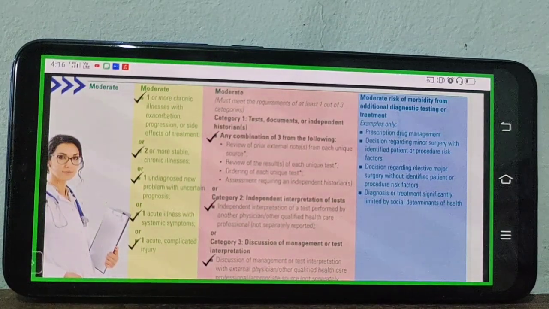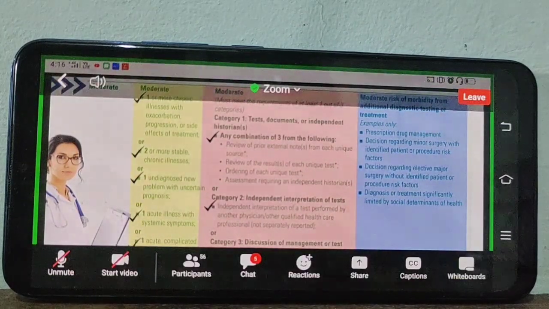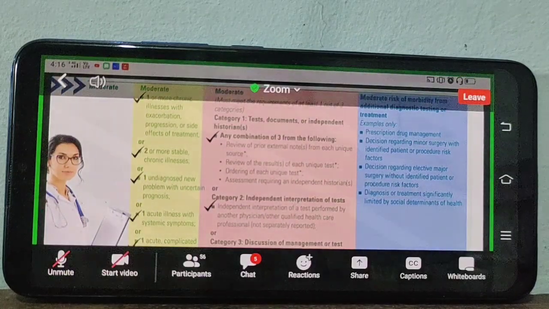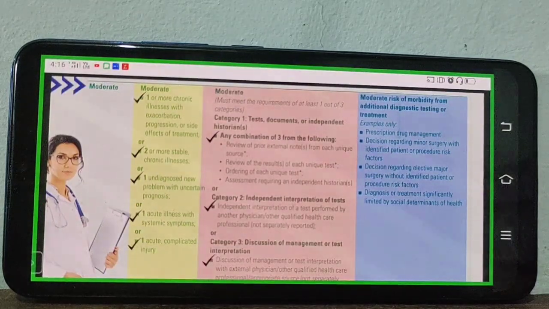COVID-19, one acute condition. It affects the respiratory system as well as the nearby systems also. Am I right? COVID-19 not only affects the respiratory system, it also affects the cardiovascular system and the urinary system also. So one acute condition, it will affect the systemic symptoms, that means nearby systems also. So that will get 1 point.